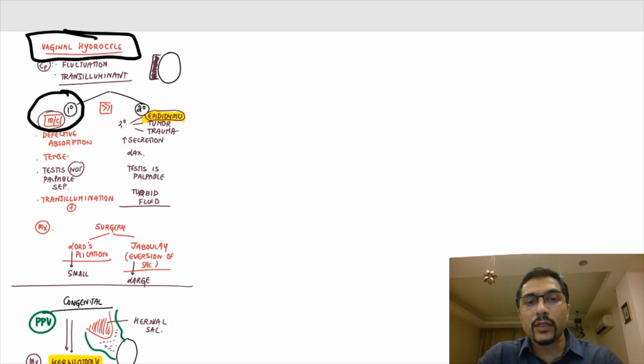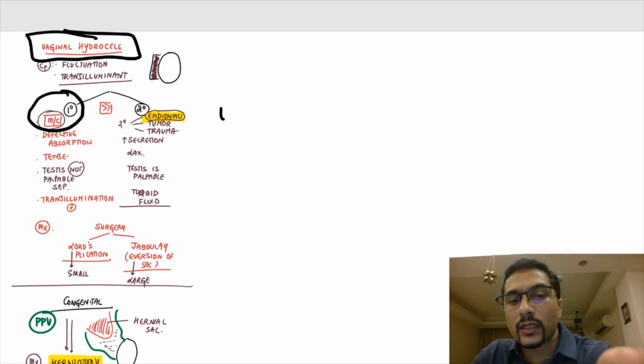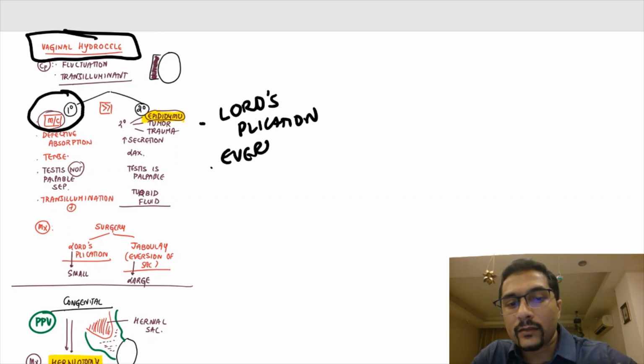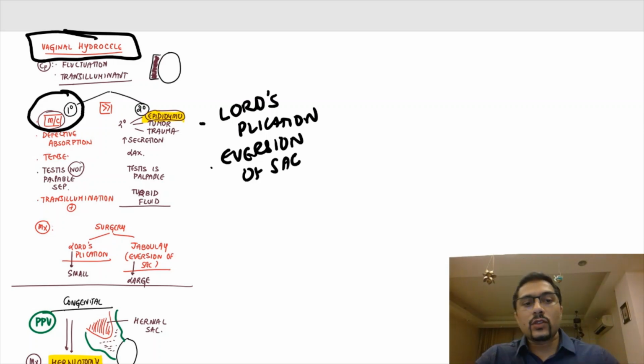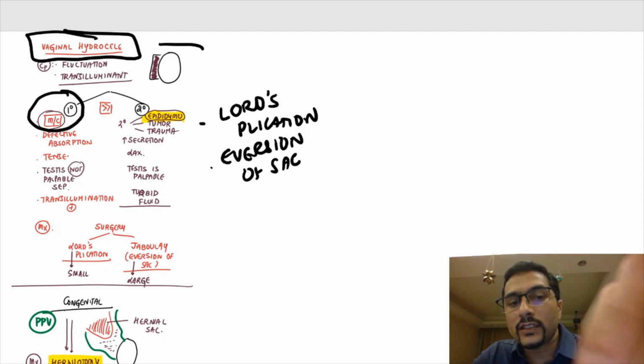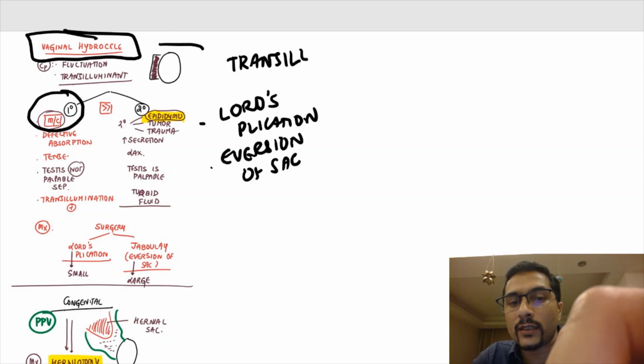For the treatment of primary vaginal hydrocele, there are 2 procedures. You can either do Lord's plication, or you can do eversion of sac, or Jaboulay's procedure. This is for vaginal hydrocele, and I've told you that primary vaginal hydrocele is transilluminant.